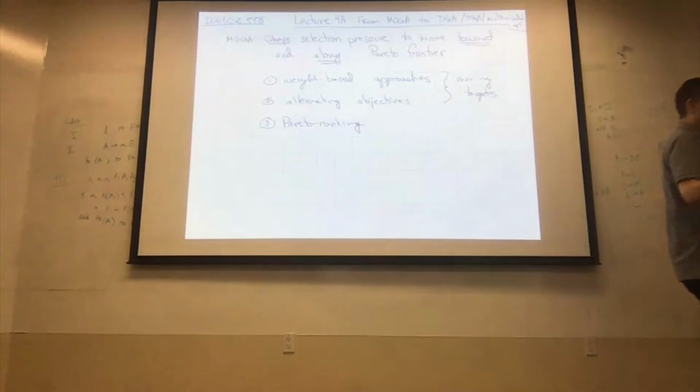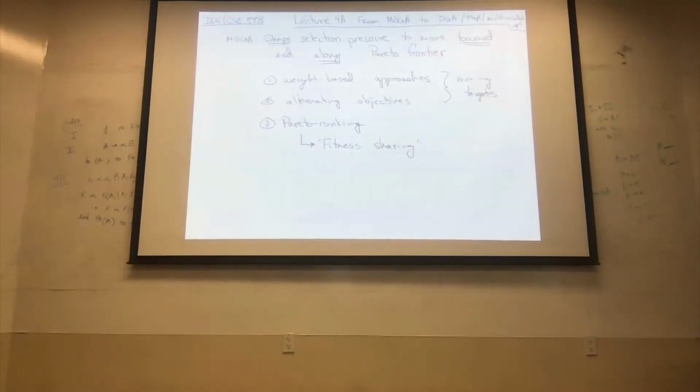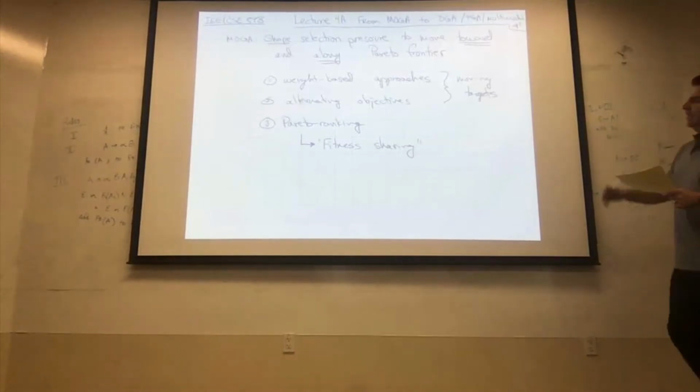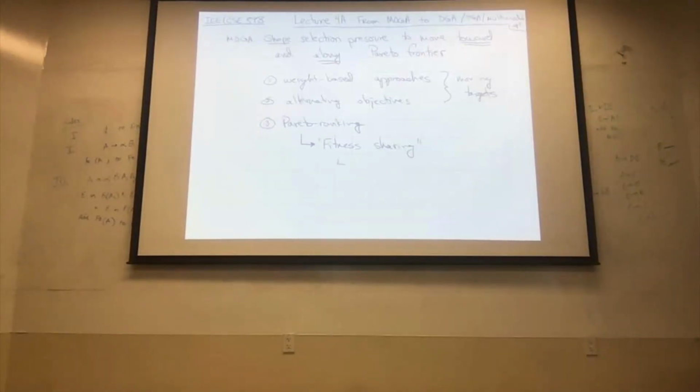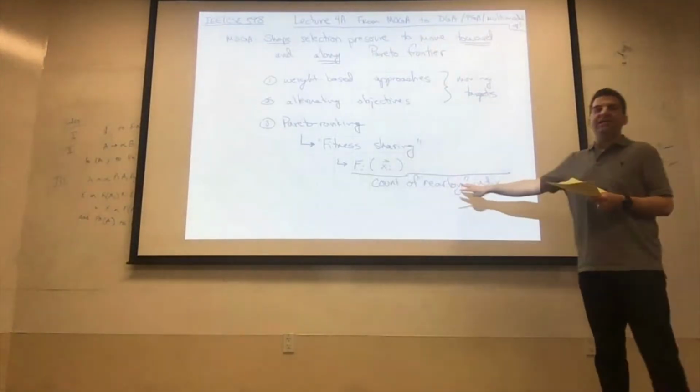So that's why with the Pareto ranking approaches, we got all of these things like fitness sharing, which we introduced last time, where each individual has a particular fitness, and then that fitness gets divided by the count of nearby individuals. And nearby is usually defined in terms of the criteria space.